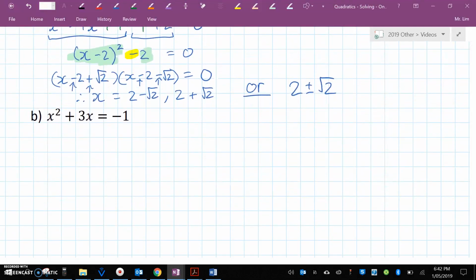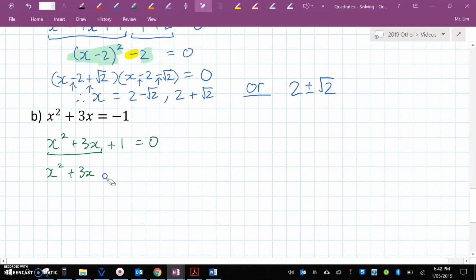Let's have a look at question B. We have x squared plus 3x is equal to minus 1. x squared is positive, but it doesn't equal 0. So I'm going to move that minus 1 to the other side by adding 1 and making it equal to 0. And now I'm going to complete the square by looking at the first two terms. I'm going to half 3, which is 3 over 2, and I'm going to square that to equal 9 over 4.